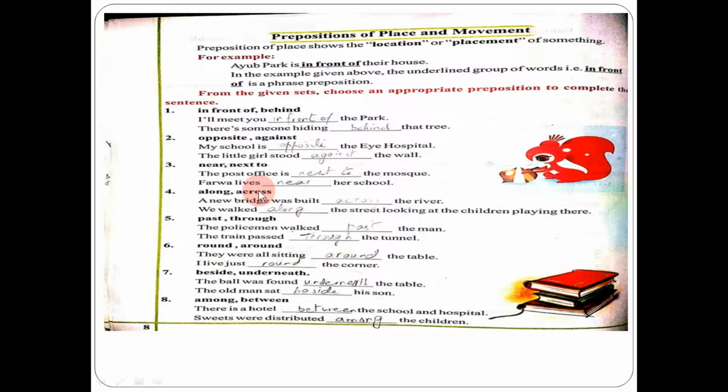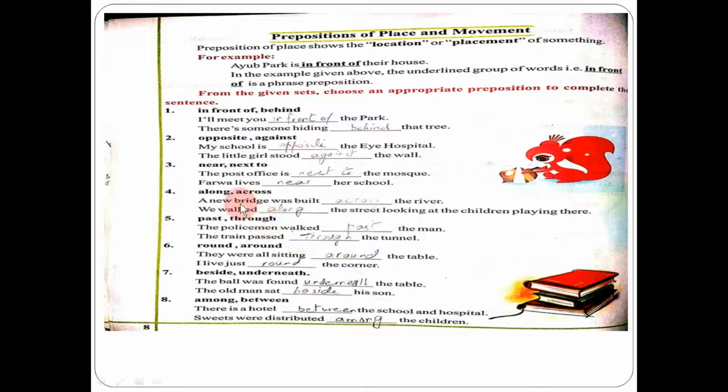Number 4, along and across. A new bridge was built blank. What are you going to add? Across the river. A new bridge was built across the river. And next, we walked blank the street looking at the children playing there. We walked along the street looking at the children playing there.